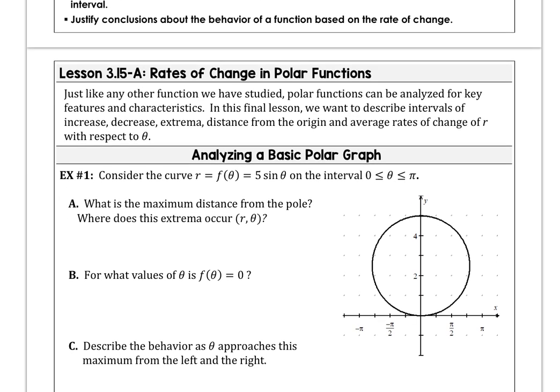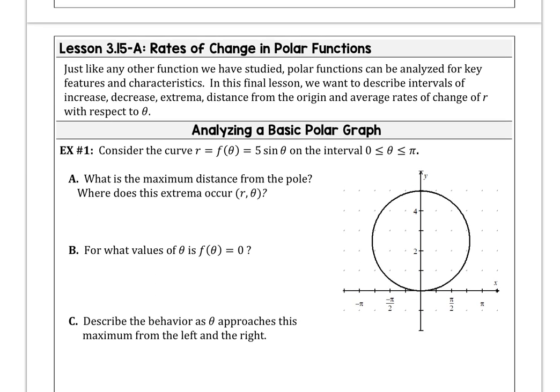Because just like any other function we've studied, we can analyze polar functions for their key characteristics. Let's jump right in and consider the curve 5 sine theta on the interval from 0 to pi. What's the maximum distance from the pole, and where does this extrema occur?